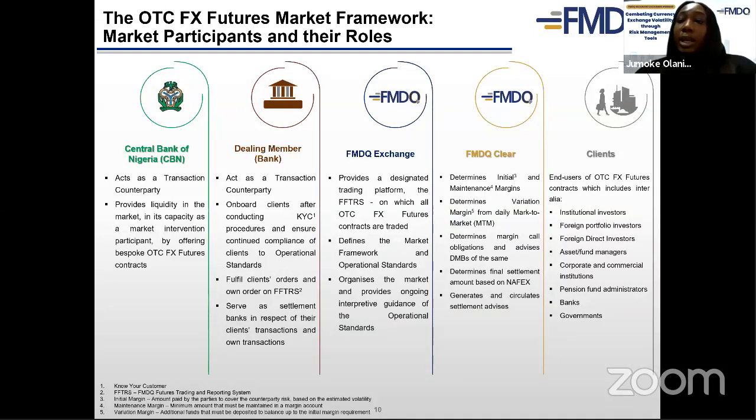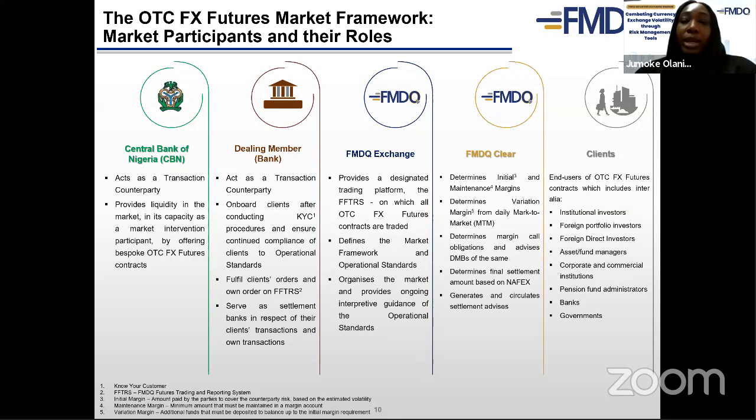FMDQ Clear Limited, like I had initially shared with you, is the clearinghouse for the OTC FX futures products. They are responsible for the risk management of the product. So they define the initial and maintenance margins, having done all the risk assessments. They conduct the daily mark-to-market on the OTC FX futures to determine any variation margin that is required to be collected from the dealing member banks.